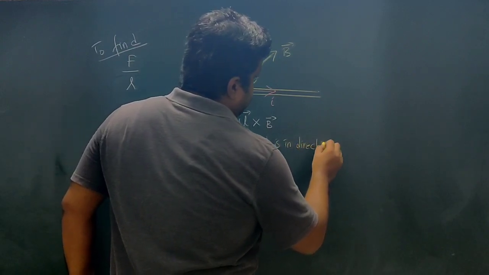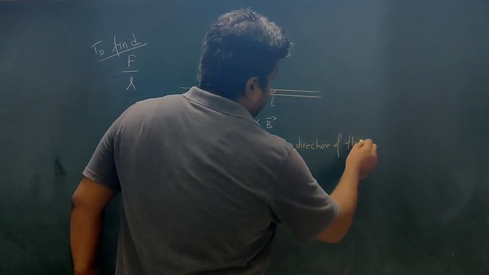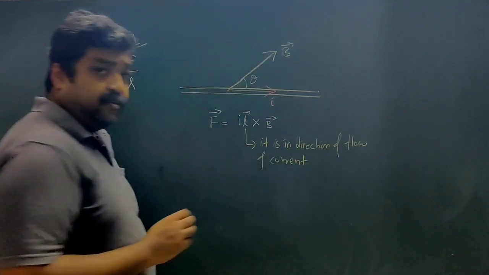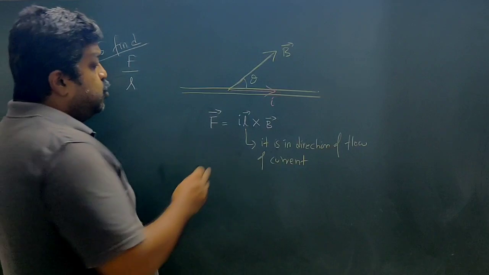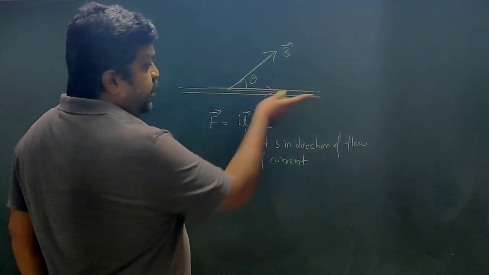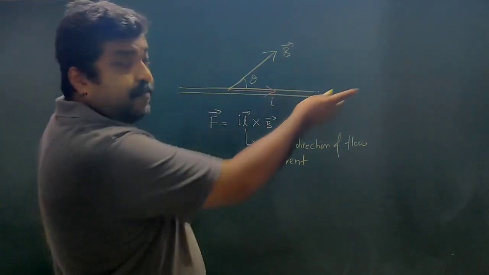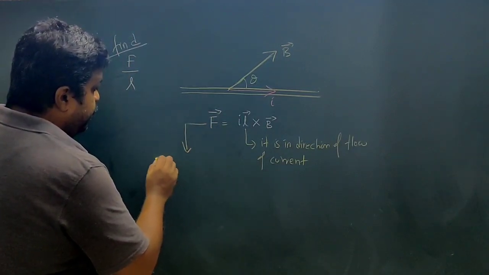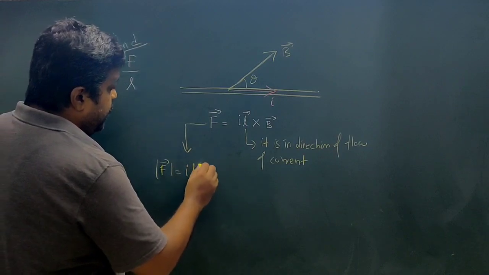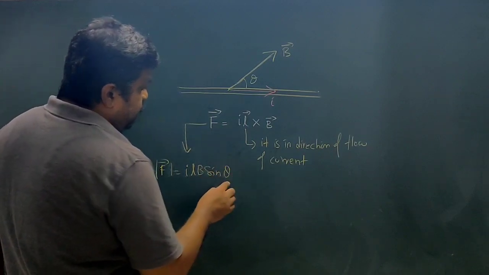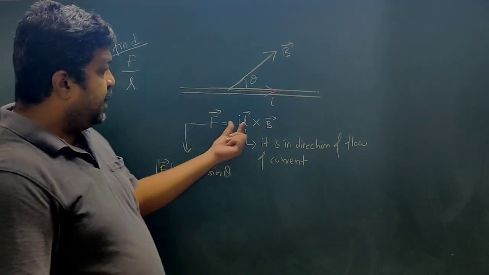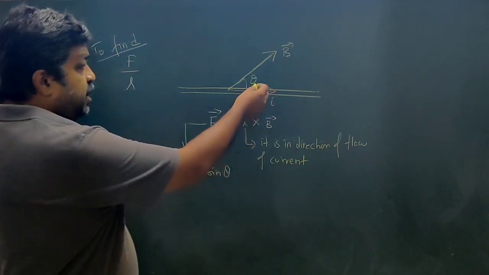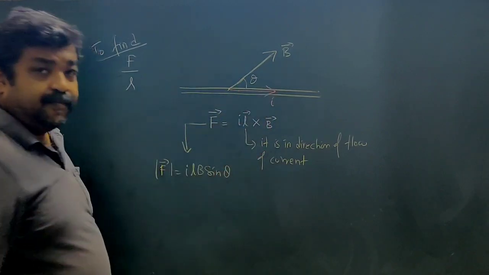The L vector is in the direction of flow of current. This is a very important piece of information. Here current is flowing in this direction, so length will be in this direction. If we take the magnitude of this force, it will be ILB sin theta. This theta is the angle between L and B, and L is in the direction of flow of current, so we are talking about this angle.